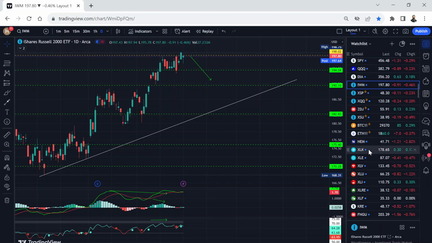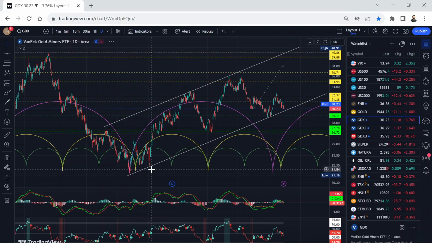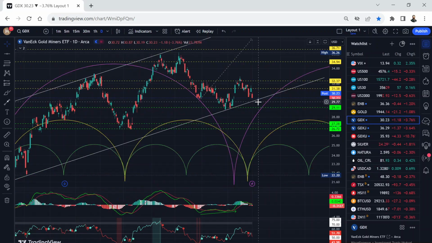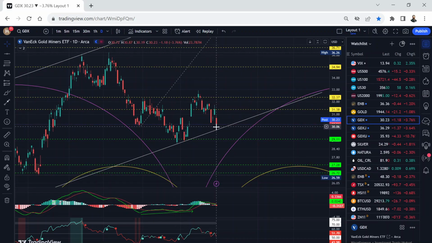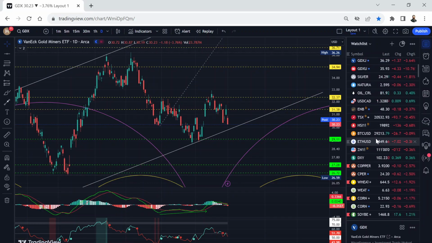Okay, let's quickly look at gold miners. You can see gold miners right very close to this trend line. You can see support, now coming very close. A little bit more downside possible, but I can hold it. I will hold it if it goes down a little bit lower, below 30. That's okay, but it's right on support. This is where you want to buy. You want to buy near support. You don't want to buy near resistance, okay? Very good time to buy gold miners, in my opinion.